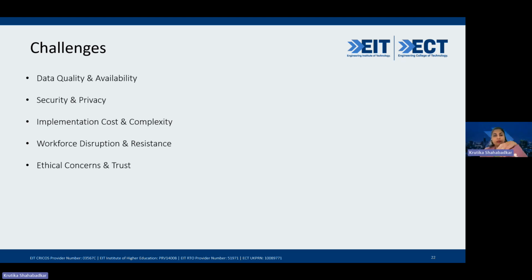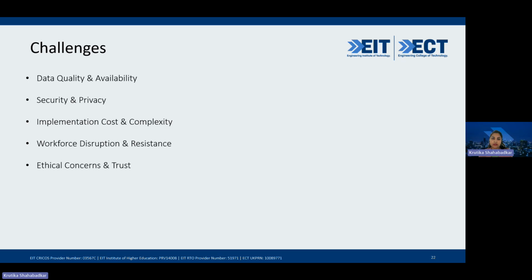Next is security and privacy. In industries where proprietary designs, patient data, or safety critical systems are involved, leaking information even accidentally is a big no no. Gen AI models can inadvertently memorize and pick up sensitive data. So, that's a governance nightmare. Then there's cost and complexity. Deploying generative AI isn't plug and play. It needs infrastructure, integration into your existing systems, and skilled talent. And that talent is scarce.